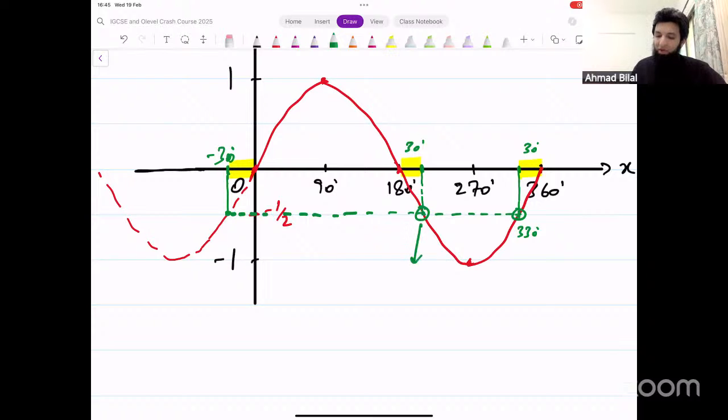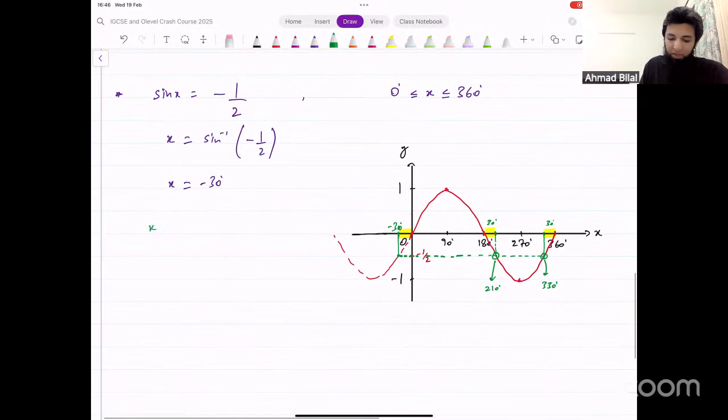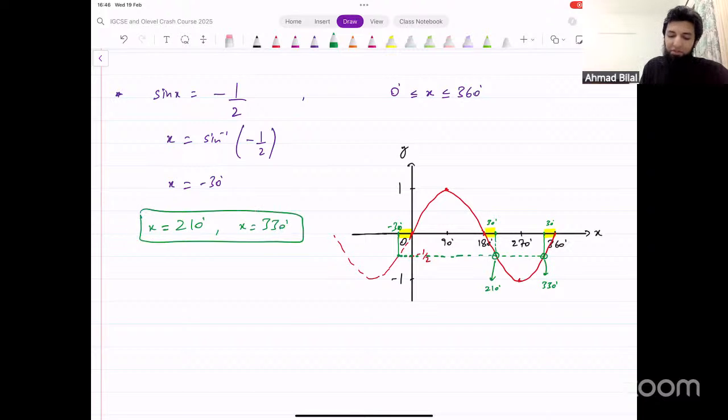So this point is going to be 180 plus 30, which is 210. And the other one that we got from that side was 330. So the two solutions that we get in that interval are x equals 210 and x equals 330. These are the two solutions for this equation, not negative 30 because that's outside the given interval. Okay, that's one way to think about this.